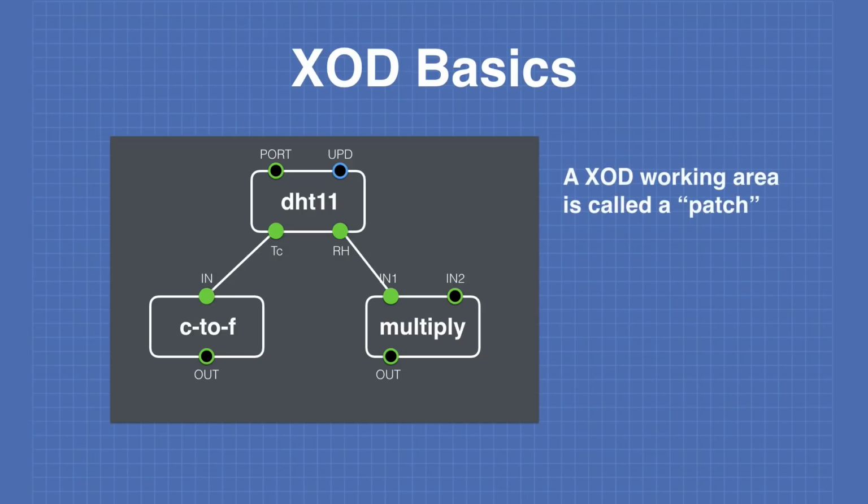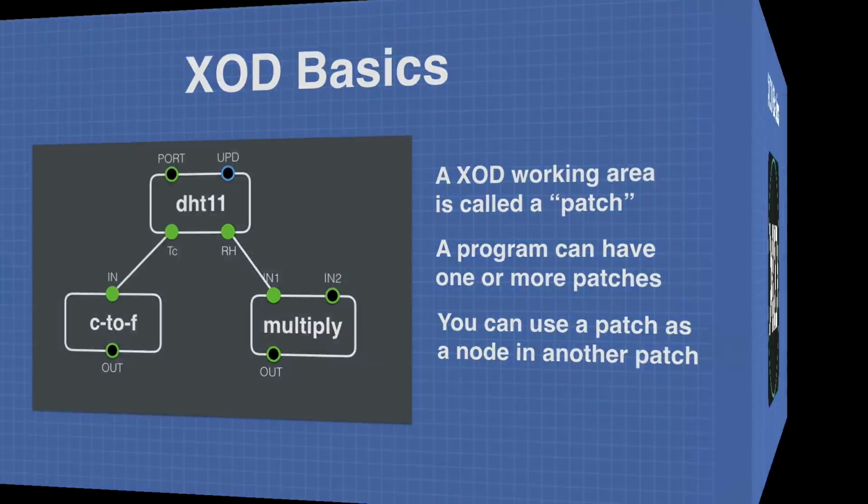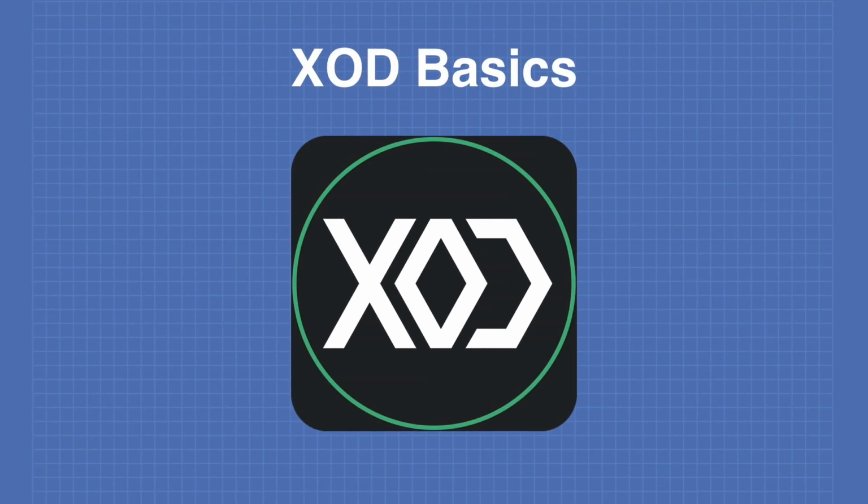The working area in XOD is called a patch. A XOD program can have one or several patches. You can even use a patch as a node within another patch. So now let's start working with XOD.